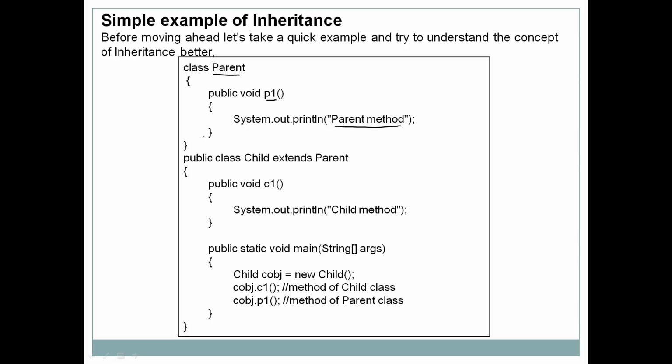So this is our one class, the class parent. It includes only a single method. Then we have another class, public class.